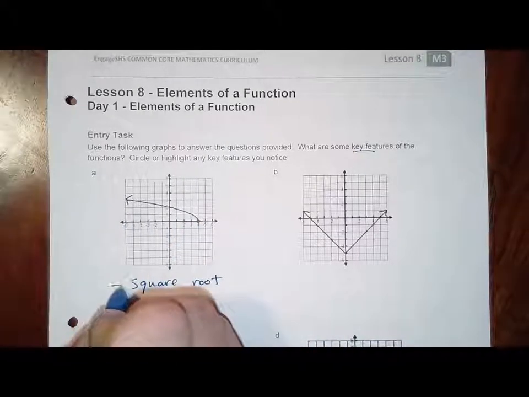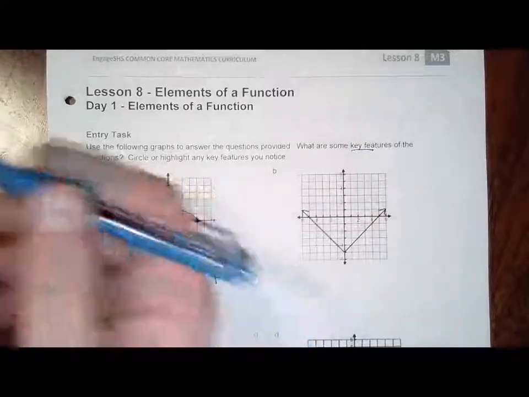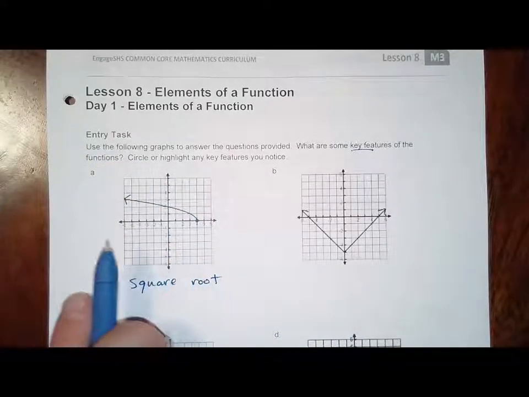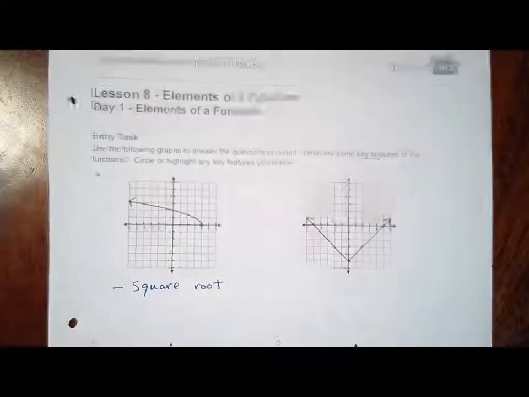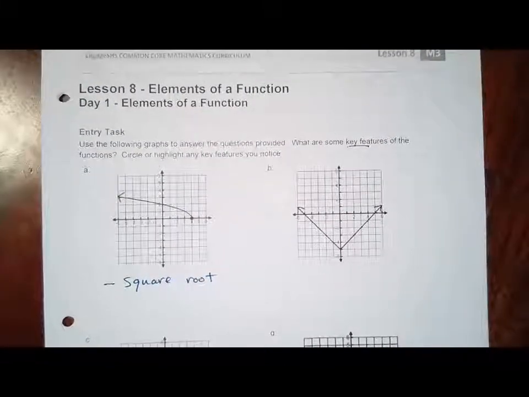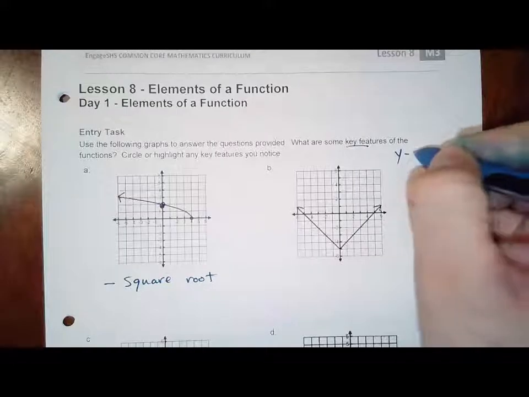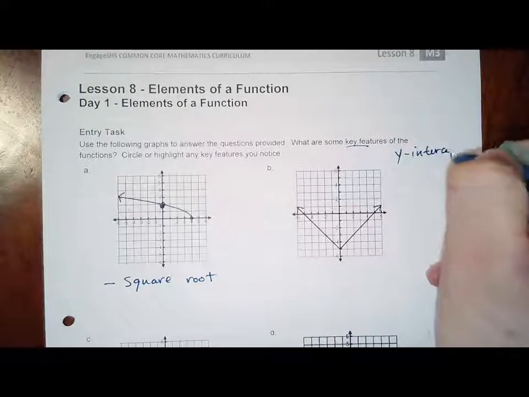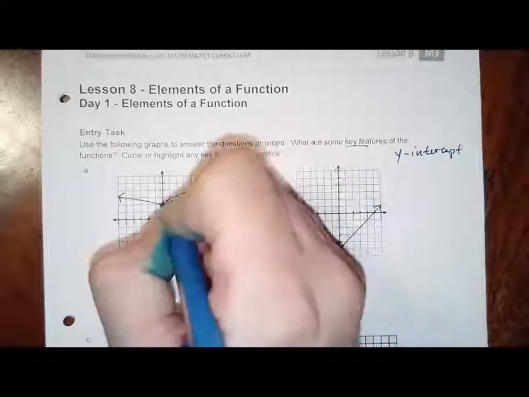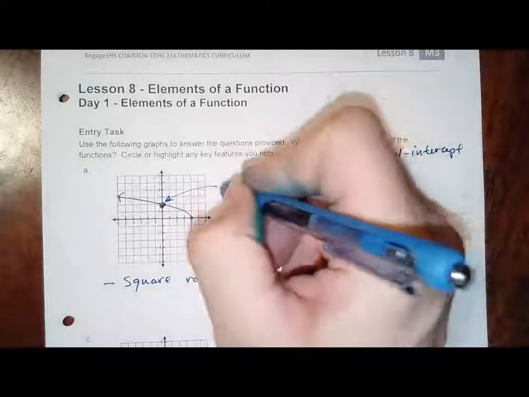This is, in fact, a negative square root function because it goes to the left. A positive square root function is the exact opposite and goes to the right. In this one, one of the things that you should know as a key feature is the y-intercept. So I'll make a list. Y-intercept. You need to be able to point to that as a key feature of the function.